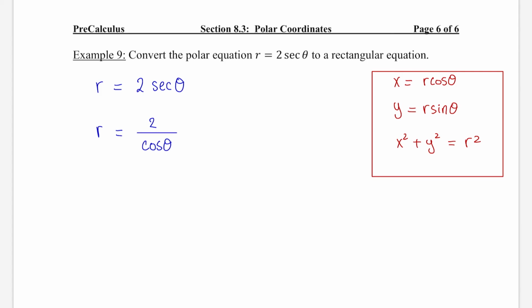Now, I can only replace it if I have r cosine. I don't have r cosine here, but I notice I have r here. So what I'm going to do is multiply both sides by cosine of theta. So cosine got cancelled out. I have cosine of theta times r, which is r cosine of theta, equals 2. Now, I will replace this with x. This is my rectangular equation. And if I graph this on a rectangular grid, I will have a vertical line at x equal to 2.